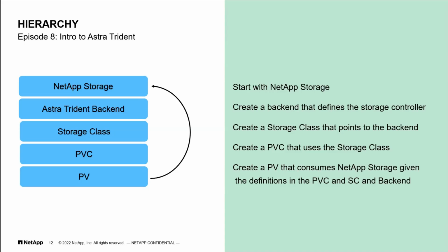Trident takes that PVC, creates the storage. So we go back to storage again directly, and then creates the persistent volume in Kubernetes and hands the storage off to either a pod, or you can just create a PVC without creating a pod and just have the storage available to Kubernetes there.